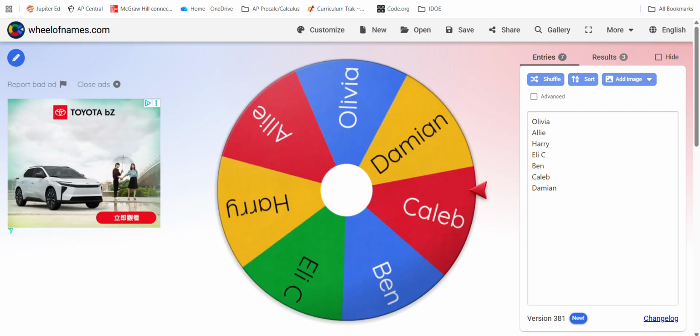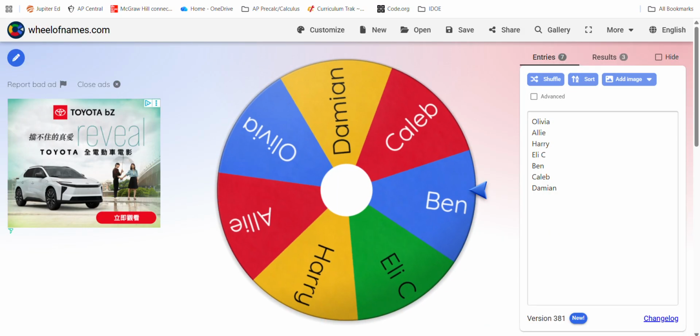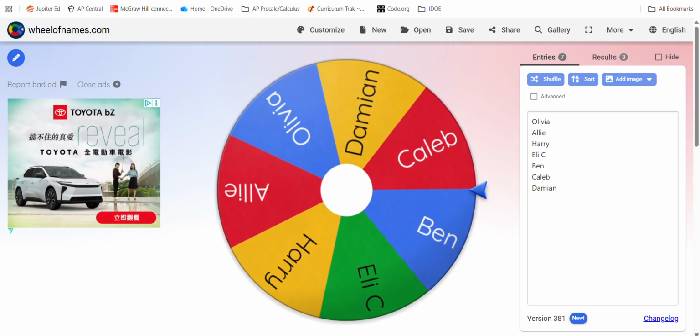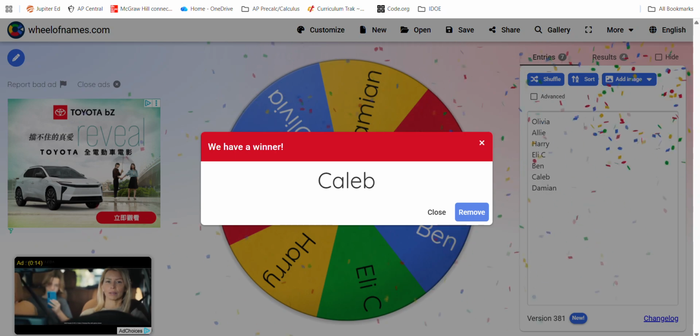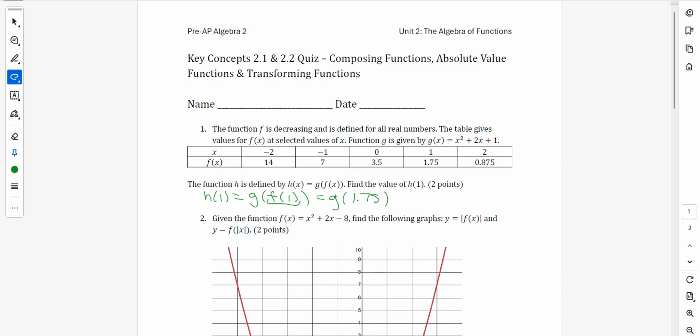Now we're going to evaluate this. Allie, if your name comes up again, I'll just remove it. All right, Caleb. So, what am I going to do now? They're going to plug 1.75 into the x of the g of x equation. Good. What do we get? 7.5625. Yes.